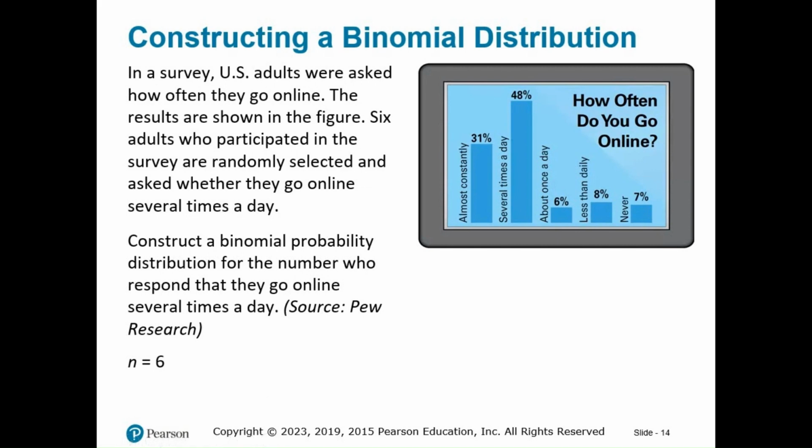Our values for p and q for the question they've asked us are 0.48 for p and 0.52 for q, because they specifically asked about the several times a day category, and the percentage for that category is 48%. And our values of x can be anywhere from 0 to 6 because our sample space is 6 adults. So we plug these into our calculator.